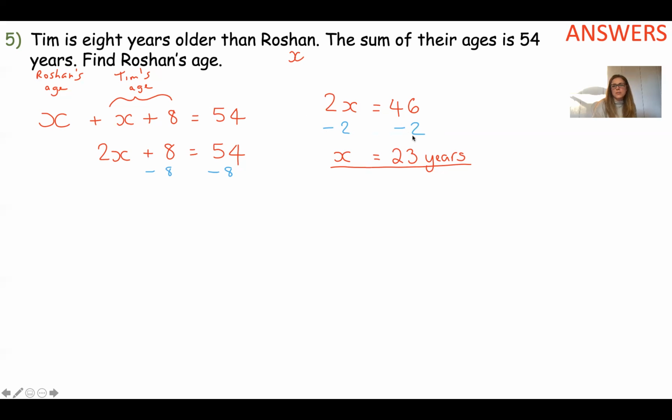Once again, it's not picked up the dots in the division sign, so apologies. 2x divided by 2 gives me x. 46 divided by 2 gives me 23 years. Okay, Roshan is 23. Always go back and read the question again. In this case, you've got the correct answer. But if the question had asked you, instead of finding Roshan's age, to find Tim's age, you'd need to remember to then add the 8 years back on to get Tim's age, which would, of course, be 31.